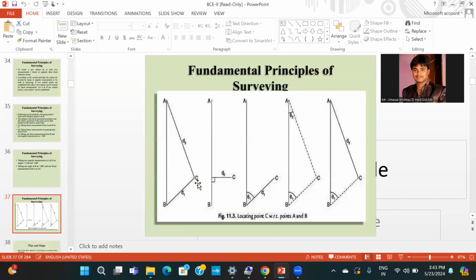So here you can see if you want to locate a point C, we should take at least two reference points A and B. Here also, to locate C, you have to take two reference points A and B. So this is the second principle.